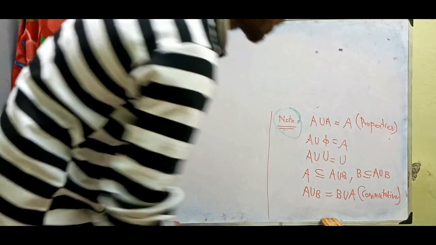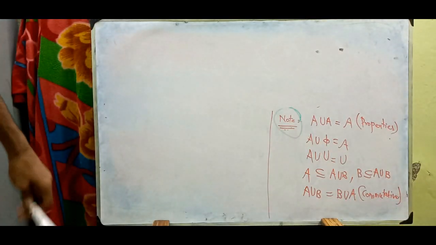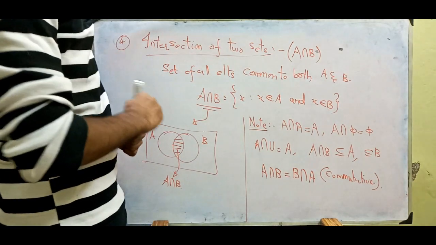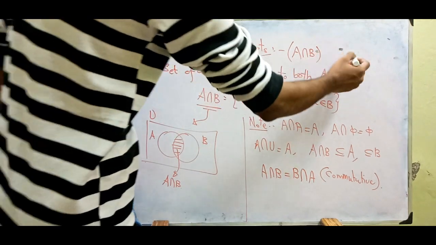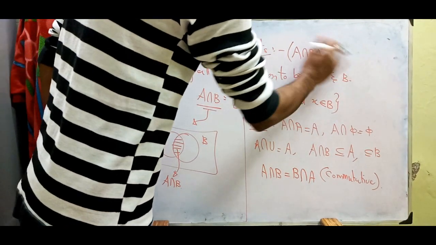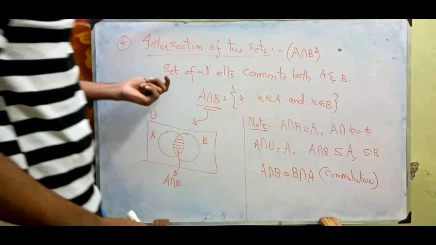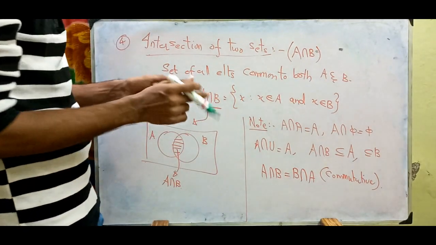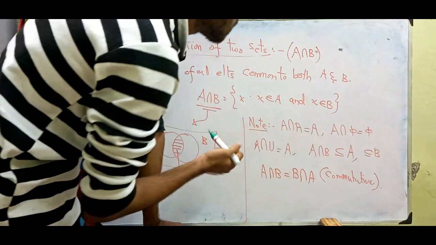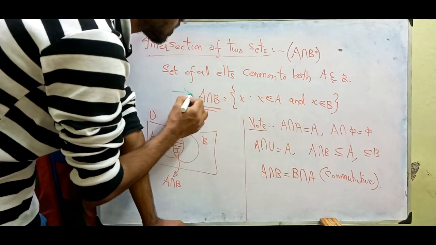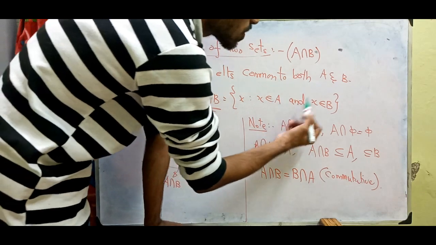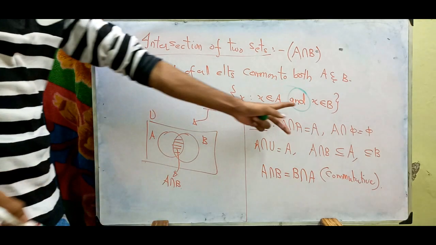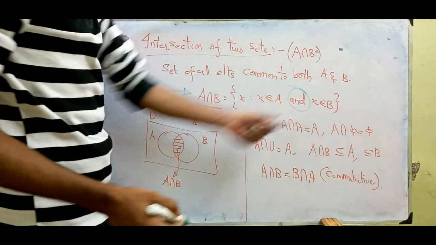Got it? Okay, let us move to the intersections. So fourth section, intersection of two sets. It is denoted as A intersection B, just as we denote union by the symbol U. So what it says: set of all elements common to both A and B. So there should be a common element which connects both A and B. A intersection B is defined as x such that x belongs to A and x belongs to B. So in union here we have or, and in intersection we have and.